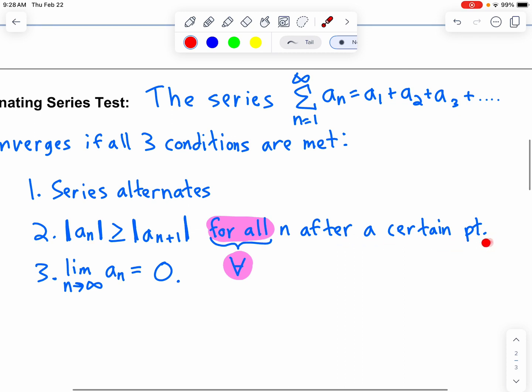And now it says after a certain point, meaning let's say the first 2 or 3 terms, the terms don't get smaller, right? Well, if they start getting smaller after that, let's say the n equals 3 or n equals 4 term, then it still works, right? At some point, the terms have to start getting smaller, and we'll talk about how to deal with that.